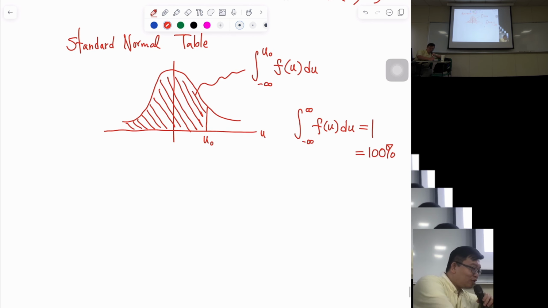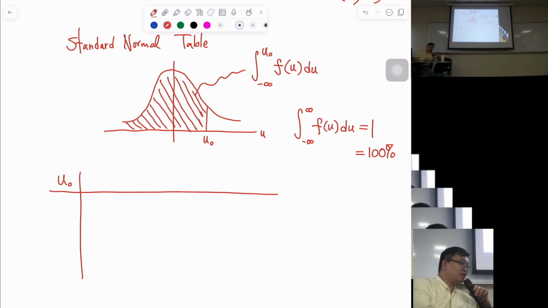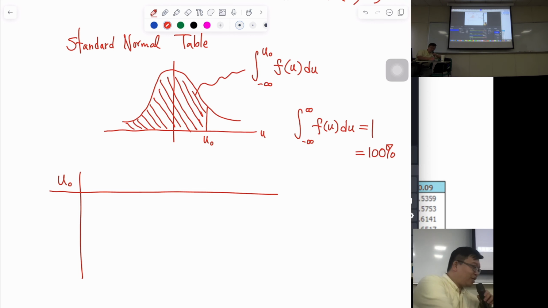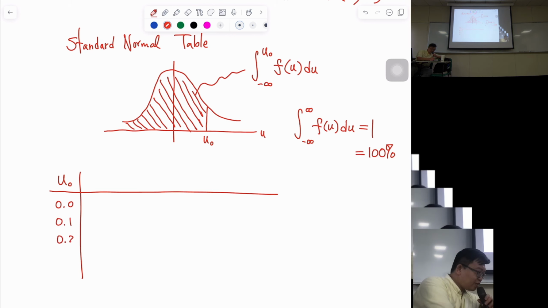So in the table, usually what's going on is it will give you values of U0, and usually it's like this. Let me double check. Yeah, usually it will give you one-digit accuracy for the column, so something like this, and for the columns on the right, it will give you second digit accuracy. So something like this, and it will give you some number inside.